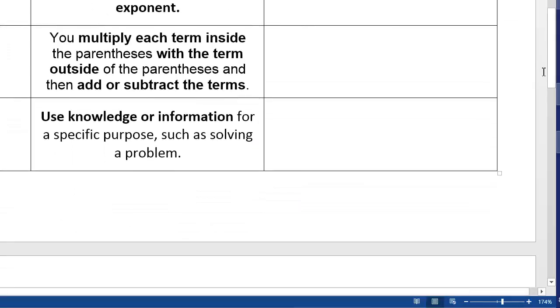Now, combining like terms. Pretty much add or subtract terms that have the same variable and same exponent. So, just for clarification, let's say we have 7x squared. This number in front is the coefficient.